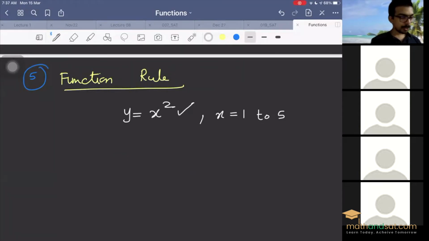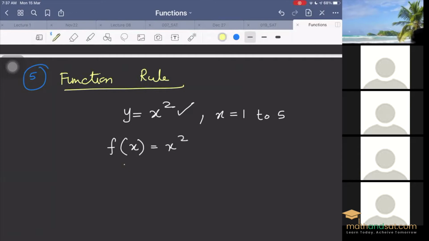Instead of y, it is often a good notation to write it as f of x is equal to x squared. This is read as f of x, not f times x. This simply means that f of x is x squared. So corresponding to an input x, your output is the square of the number x.